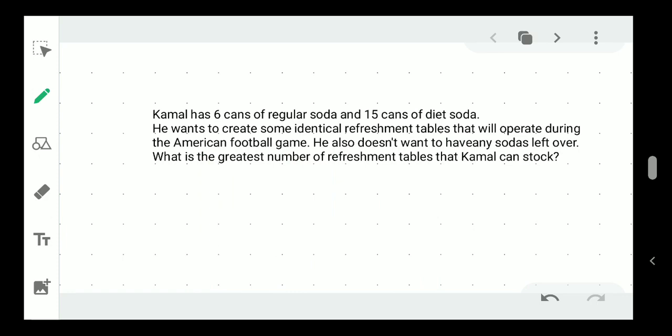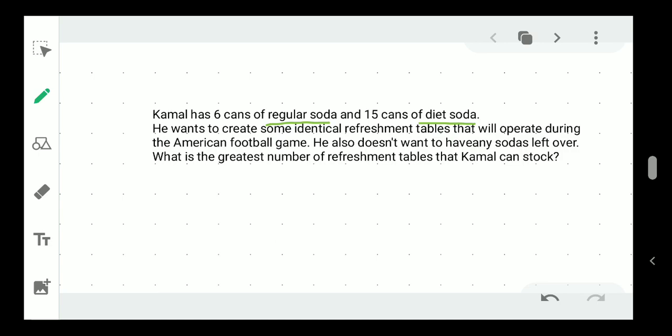Now let's talk about this kind of word problem, how we can use LCM and HCF. In this problem, Kamal has 6 cans of regular soda and 15 cans of diet soda. So two kinds of sodas are there, regular and diet. He wants to create some identical refreshment tables that will operate during the American football game. So he wants to cheer the footballers. That's why he wants to make some tables where an equal amount of regular soda and diet soda will be distributed.